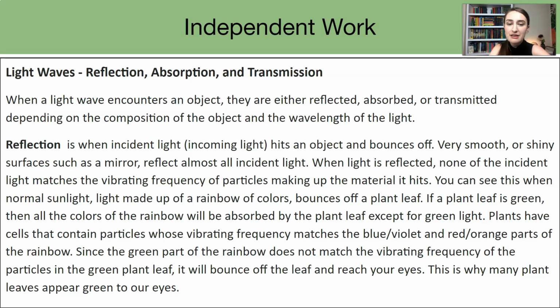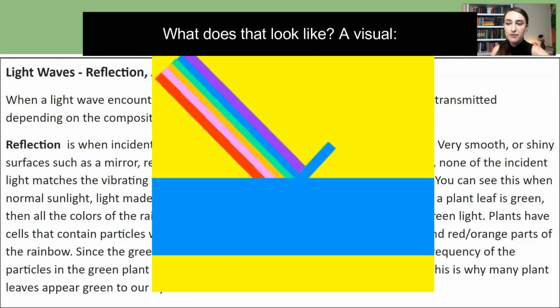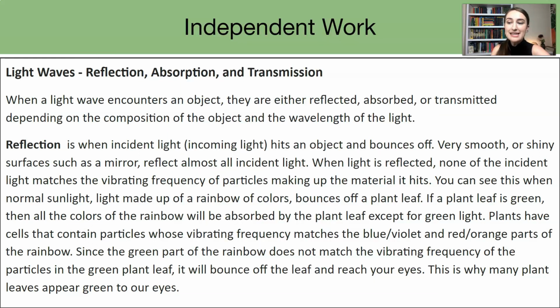leaf. If a plant leaf is green, then all the colors of the rainbow will be absorbed by the plant leaf except for the green light. Plants have cells that contain particles whose vibrating frequency matches the blue, violet, and red-orange parts of the rainbow. Since the green part of the rainbow does not match the vibrating frequency of the particles in the green plant leaf, it will bounce off the leaf and reach your eyes. This is why many plant leaves appear green to our eyes.